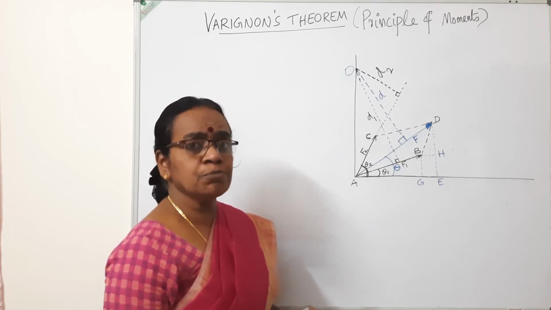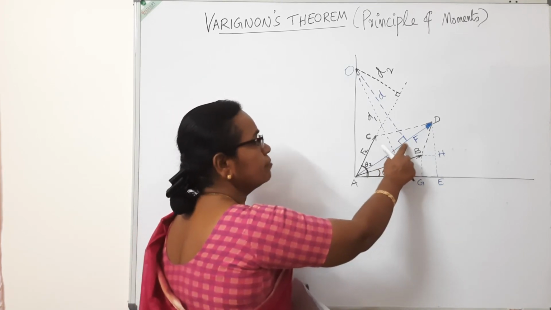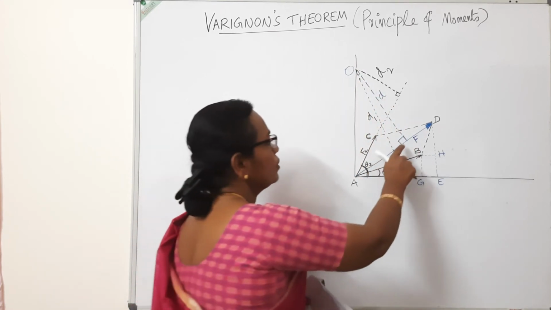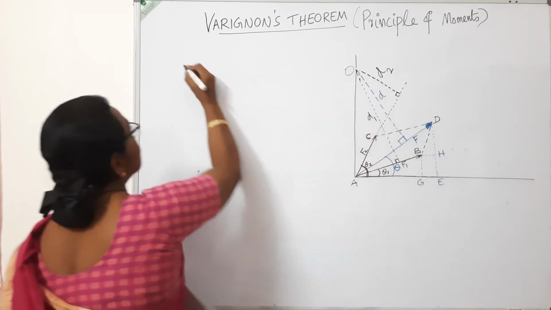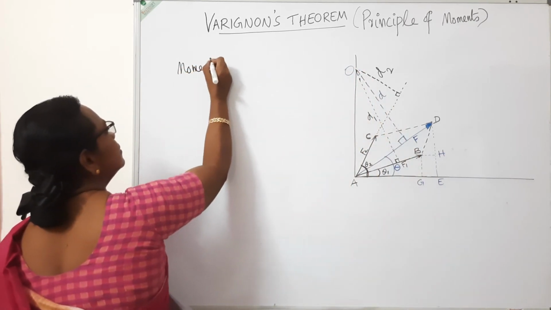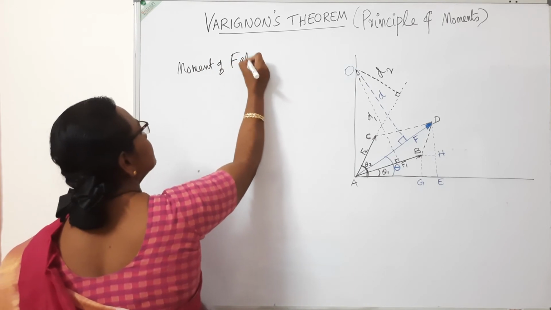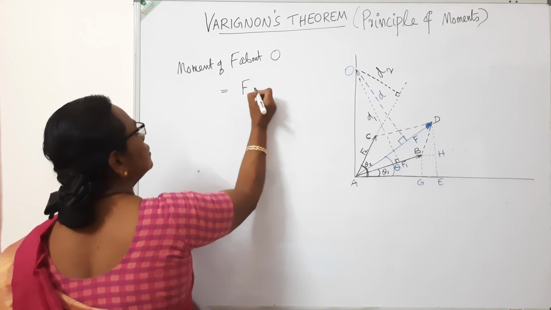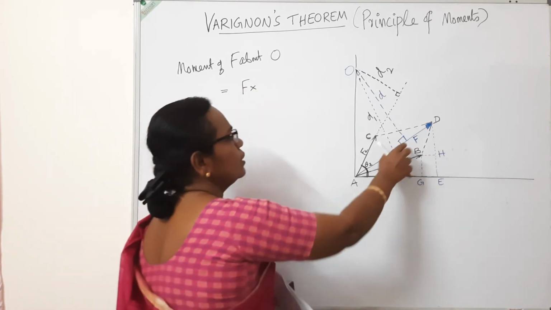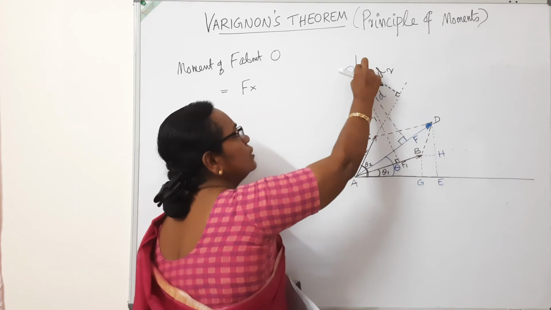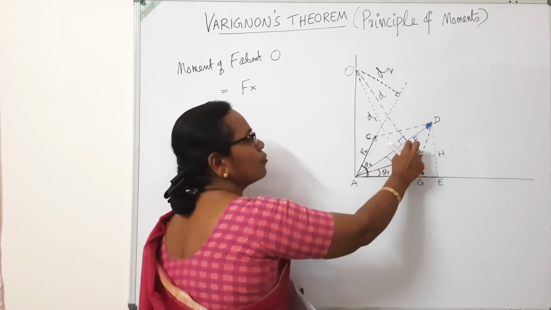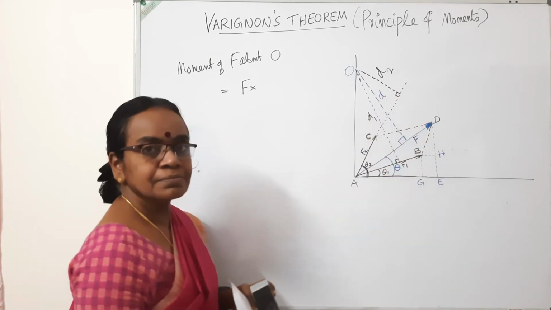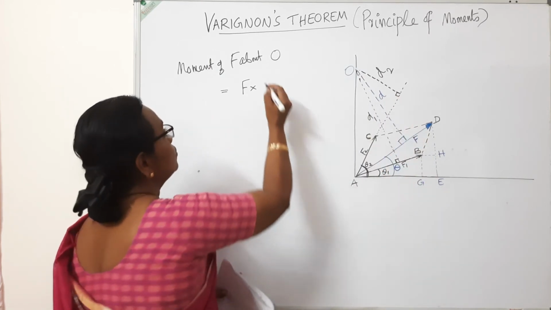Now I am going to take the moment of this force F about a point O. Moment of F about O is equal to force into the perpendicular distance. This is the force, and the perpendicular distance is from the point O to the line of action of the force. That is this distance, marked as D. So that is equal to F into D.